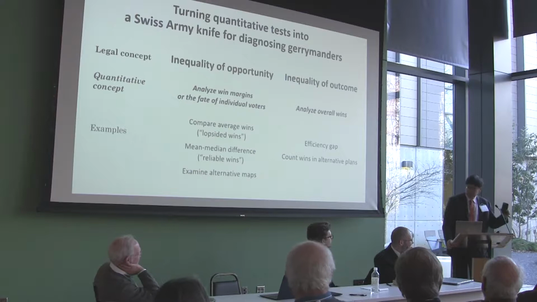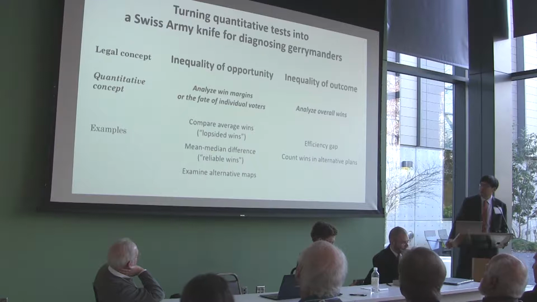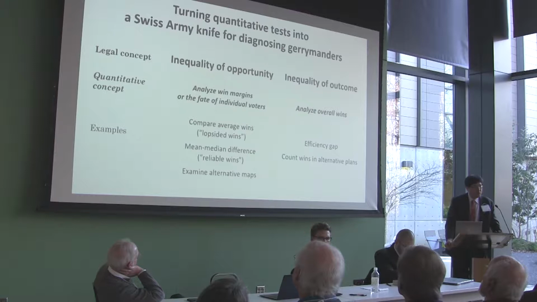All right. And furthermore, I think there's going to be some really good stuff that's said later by the next two speakers. Anyway, look, let me just stick to the legal theory. Inequality of opportunity, where if your side won really big wins and you were packed into a few districts, your wins are lopsided in a bad way. If the average and the median vote are different, that means that a lot of districts in your state are above average. It's the Garrison Keillor principle. Everybody's above average. Crazy, but true.